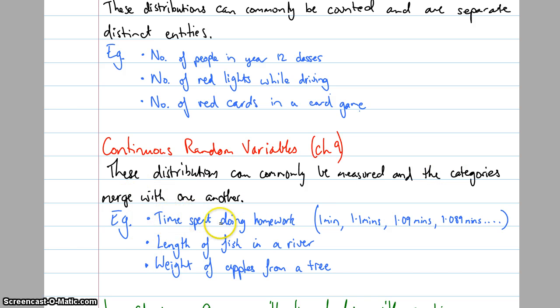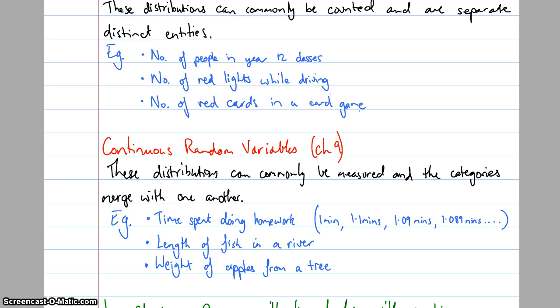For example, time spent doing homework last night: was it 1 minute or 1.1 minutes or 1.09 minutes or 1.089 minutes, and so on and so forth. You can get seconds and then microseconds and even tenths of microseconds. Or for example, the length of a fish in a river. You can get a 1 meter fish, that'd be a big fish. You can get 50 centimeters, 51 centimeters, 51.1 centimeters, and so on and so forth. And weights of apples in a tree. These could all be continuous random variables.